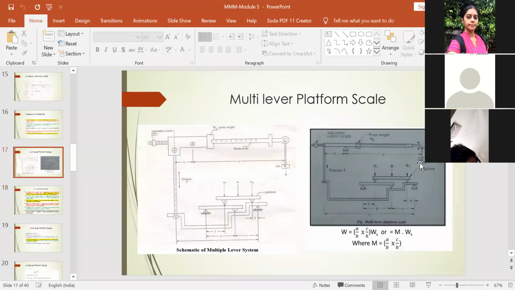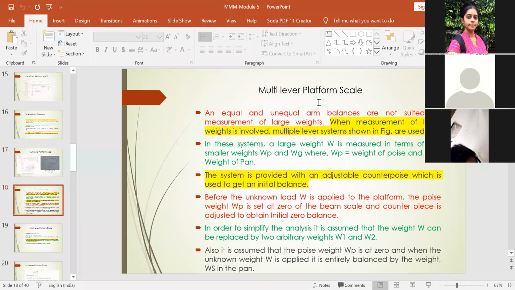First, initially you will add the weight, adjust the counterweight and see that Wp is 0. And also when you add the unknown mass which you have to measure in two sectors W1 and W2, then also you will assume the value of Wp is 0. Provided that due to the external load, you can add some weights if needed in the pan such that Wp remains 0. So this simple initiation work has to be done when you insert a huge load which has to be measured using a multi-lever platform scale.